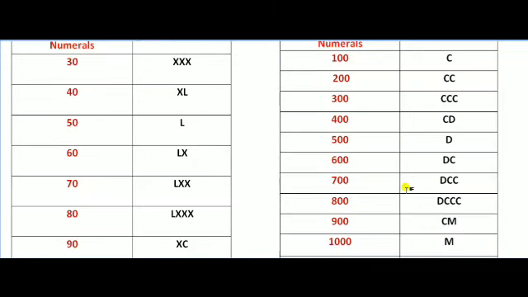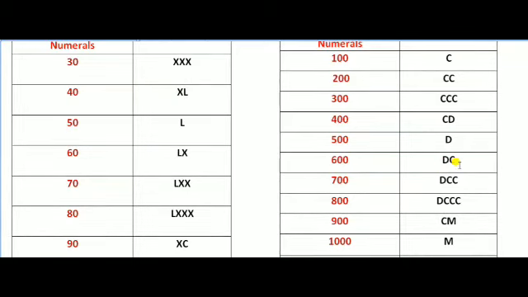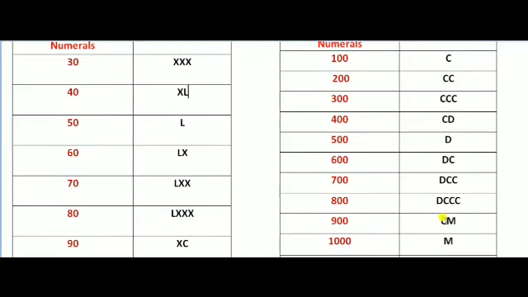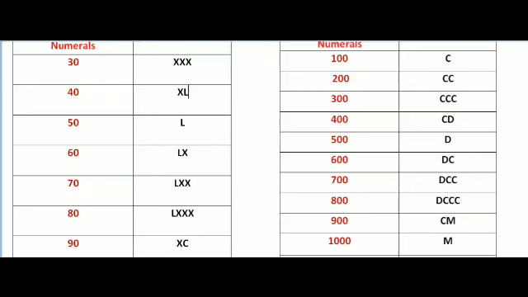500 is D. 600 is just the opposite of CD, that is DC. Here we have the concept of addition. 500 plus 100 becomes 600, so D is 500, C is 100, and it is DC. 700 is DCC, 800 is DCCC. For 900, again from the higher value we subtract the lower value. The symbol for lower is C and higher is M. So CM is the symbol we use for 900.